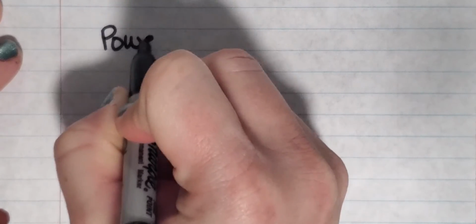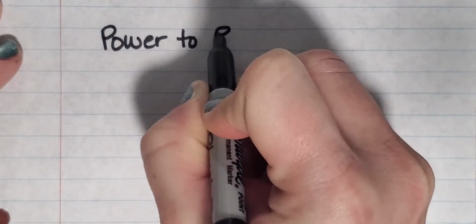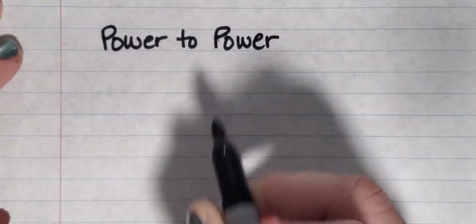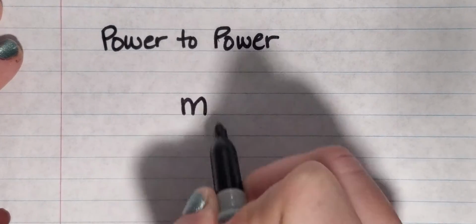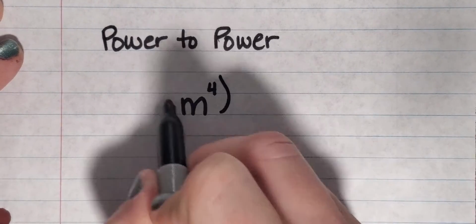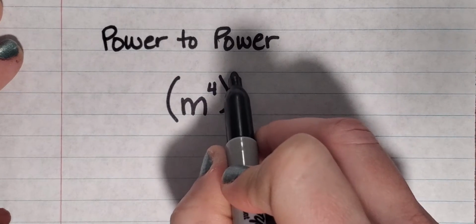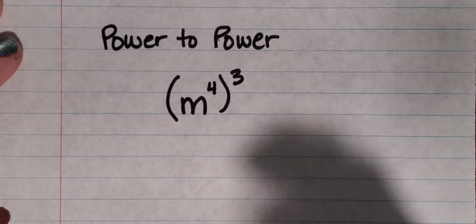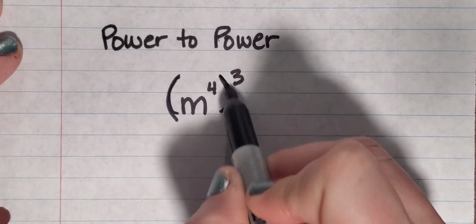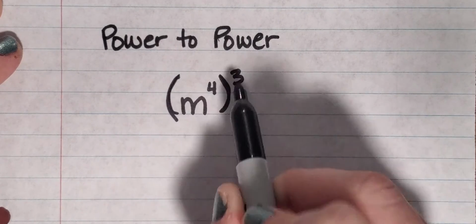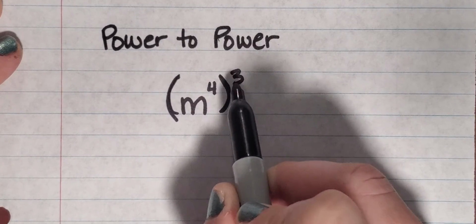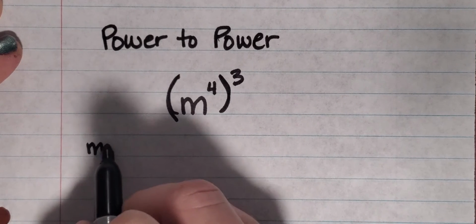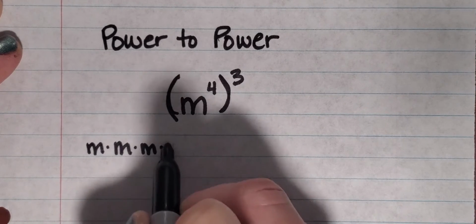Next property I would have is power to power. This is when I have a base with an exponent raised to another exponent on the outside. So what this is saying is that I am taking whatever is inside the parentheses, I'm multiplying it by itself 3 times. So I would have m to the 4th.